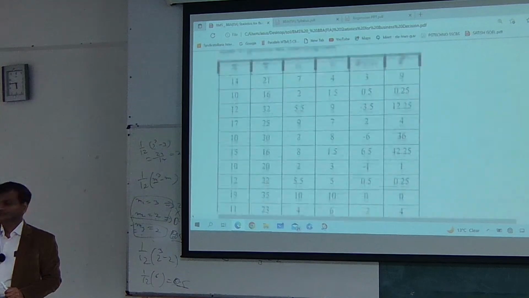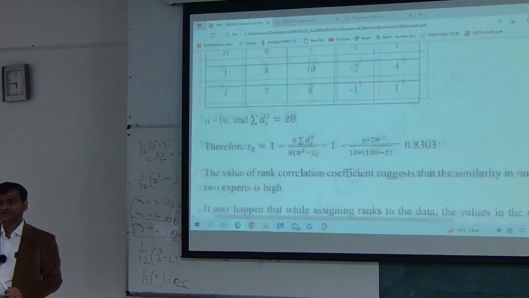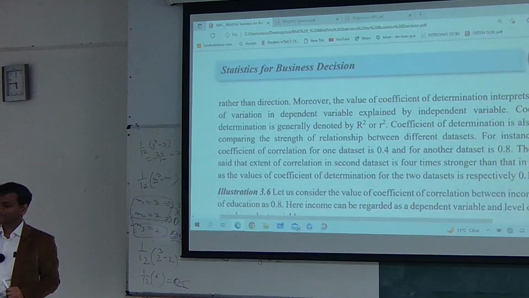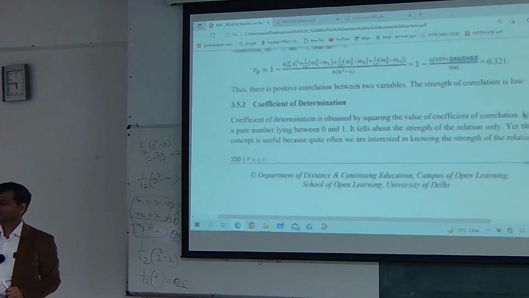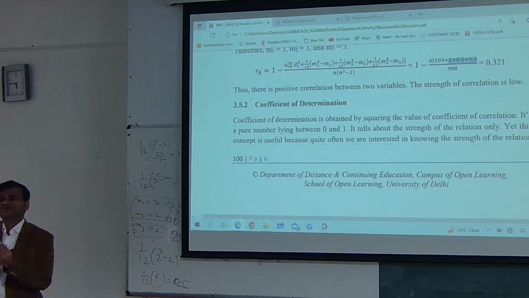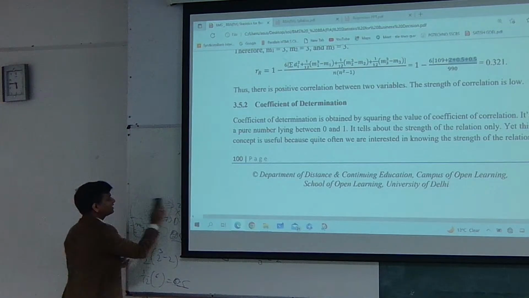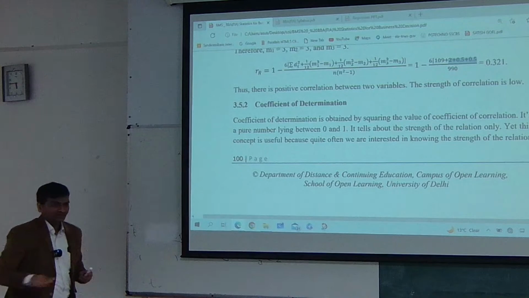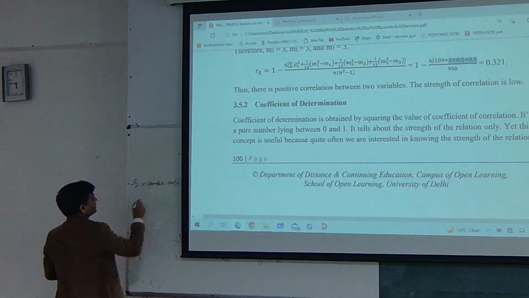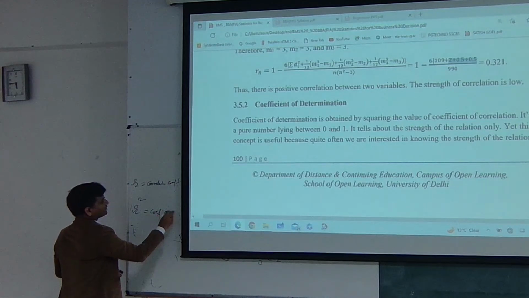This is the formula. So finally the coefficient of determination is simply the square of the correlation coefficient. The correlation coefficient value lies between -1 and +1, but the coefficient of determination value always lies between 0 and 1. So if r is the correlation coefficient, then r square would be the coefficient of determination.